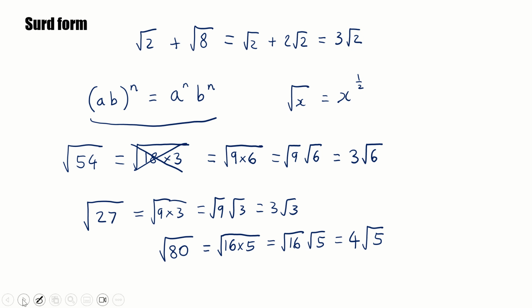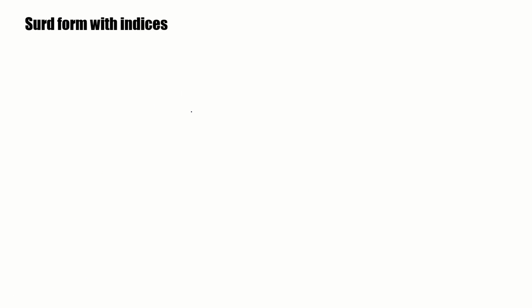Well, Maths A-level is helpful if you also can deal with this stuff when it comes to powers. So, for instance, it's worth pointing out you might need to write, let's say, 2 to the power of 5 over 2. And you might want to write this in surd form. So, what's going on here?